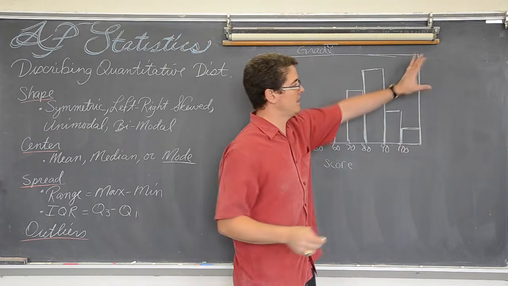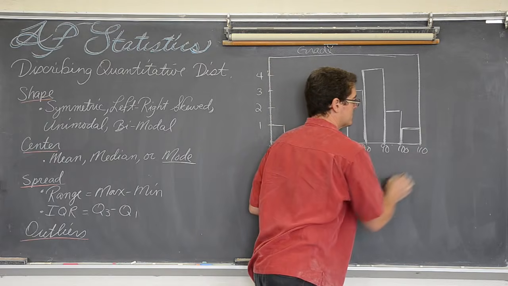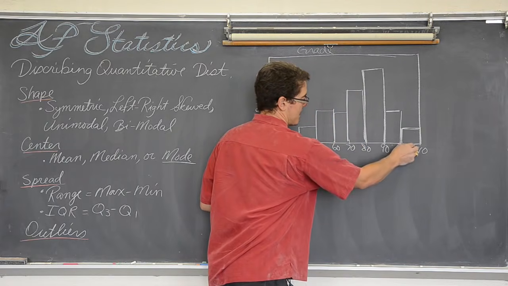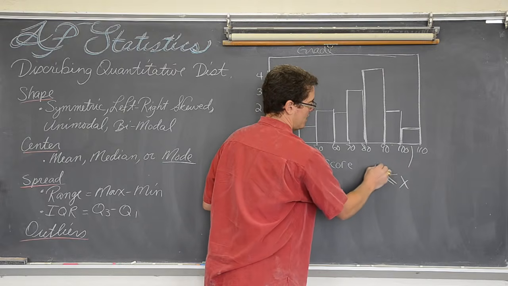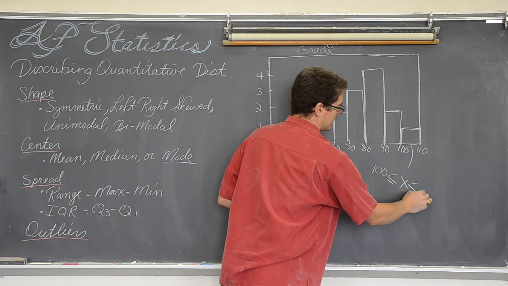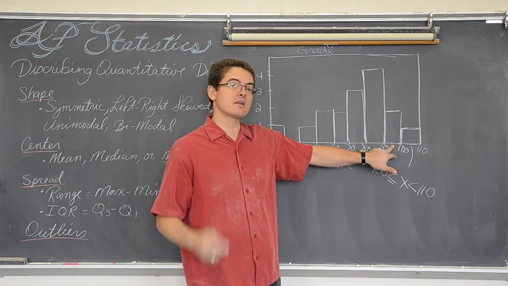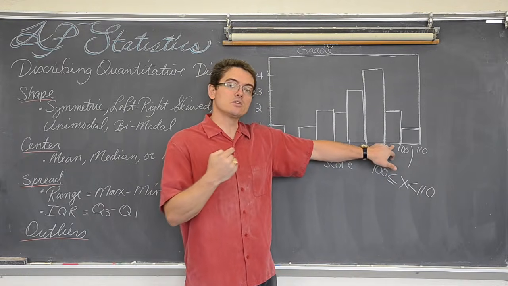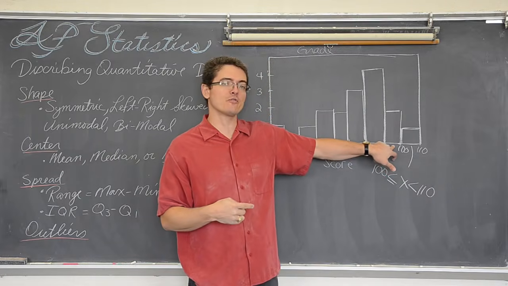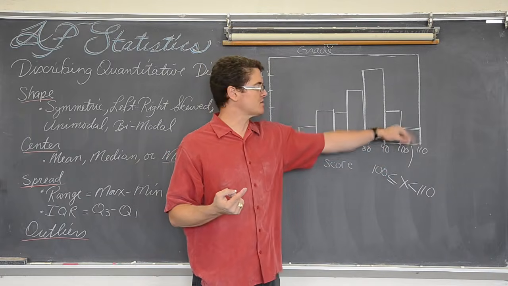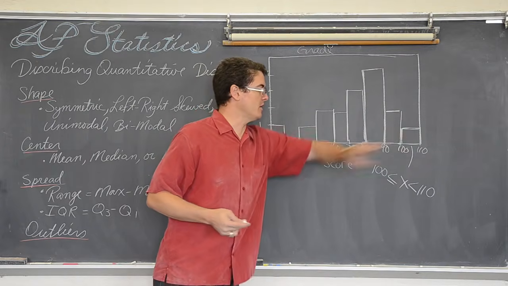And for that one kid that scored maybe a perfect 100, I've got to go to 110 because, again, this last interval represents x's that are greater than or equal to 100 and less than 110. So this interval is for x's that are greater than or equal to 90 and less than 100. So if that one kid scored a perfect 100, you'd actually have to make a new class interval for them and put it over here.